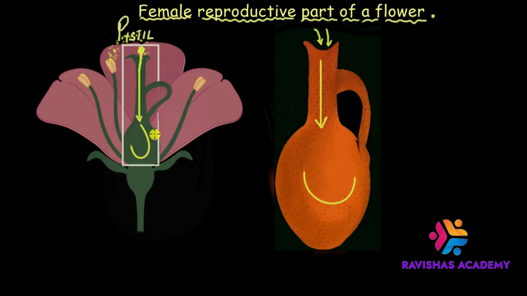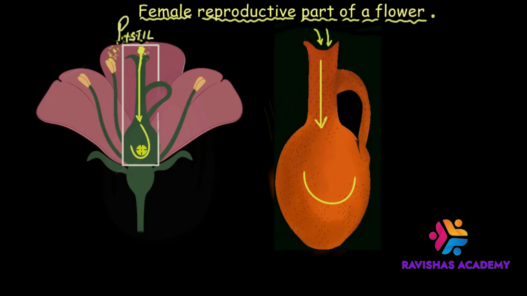Well, you need not worry about where this pollen tube has come from, how it just developed from the pollen, because we will have a completely different video on it. But for now, just remember that the pollen enters from the top through its pollen tube and goes all the way down to this broad area.